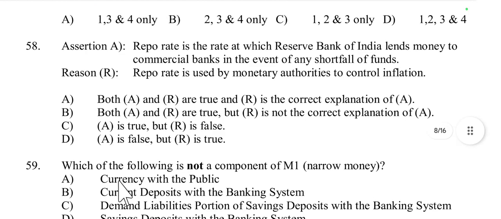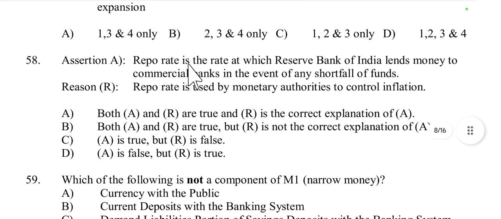Then question number 58, assertion and reason based question. Assertion is, repo rate is the rate at which Reserve Bank of India lends money to commercial banks in the event of any shortfall of funds. Yes, when commercial banks require money, they can borrow from the central bank. So the rate at which the central bank gives money to the commercial bank is called repo rate. This is right.